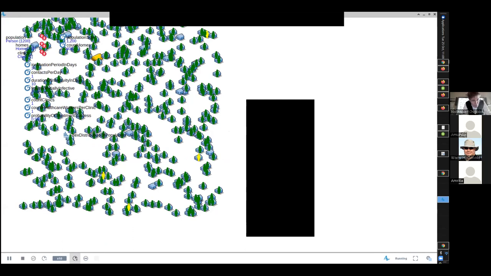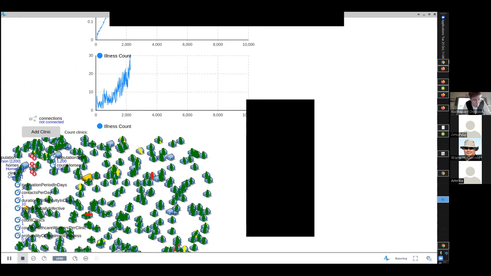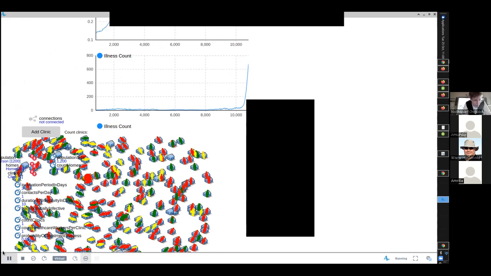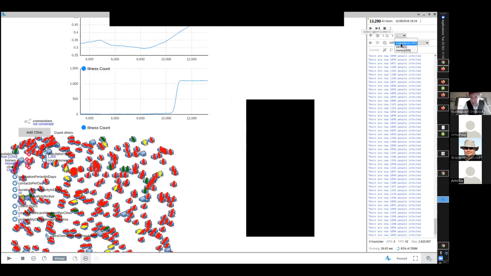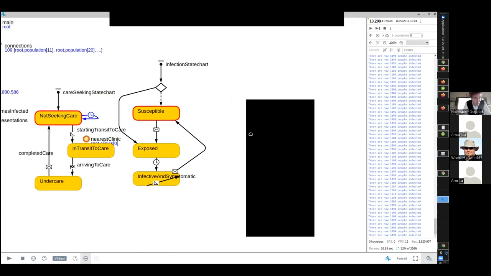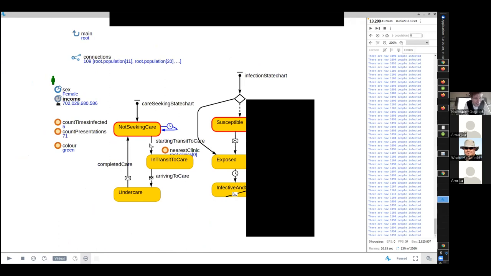At an individual level here, and also dynamics at the level of a clinic. So I'm just going to speed this up, start things cooking here. And here we have infection spreading. There's some ups and downs initially, but eventually it catches and goes ba-boom. And if we go look at this at the level of an individual, for example, this individual.